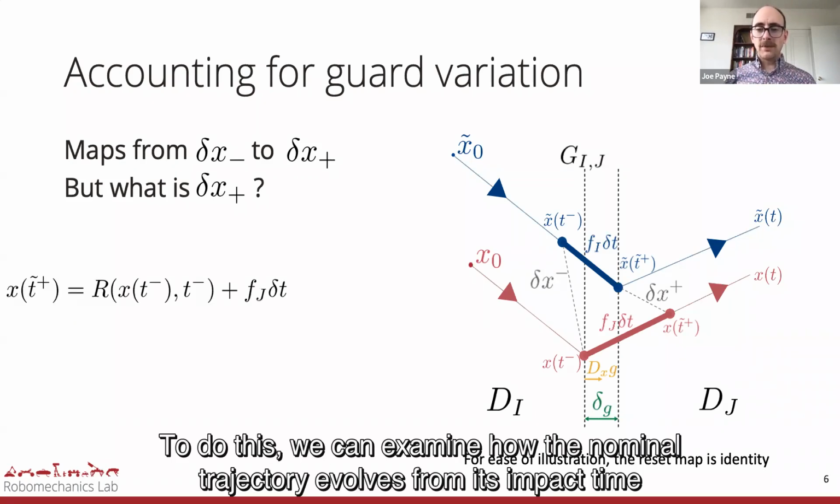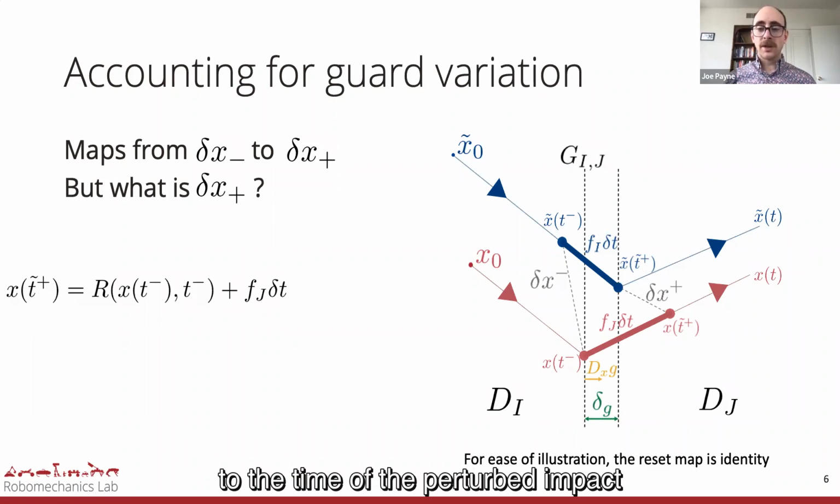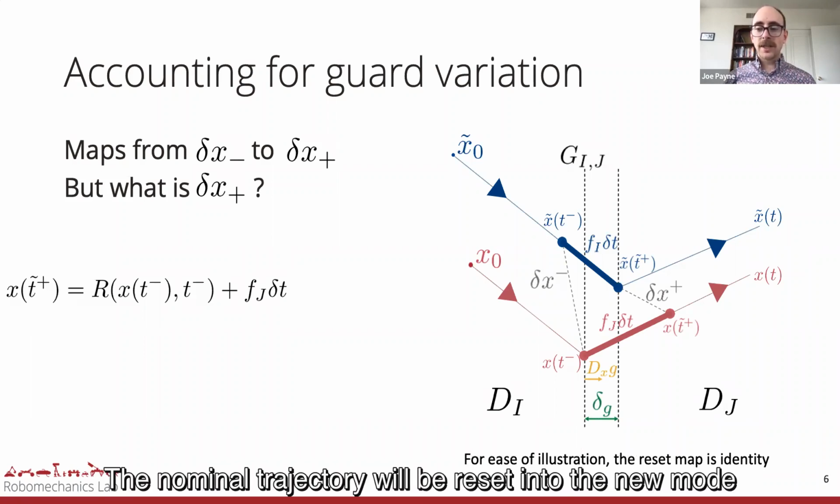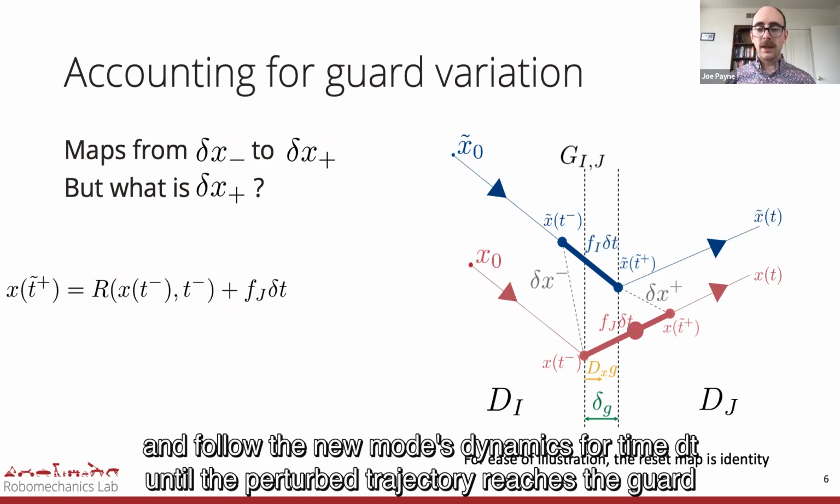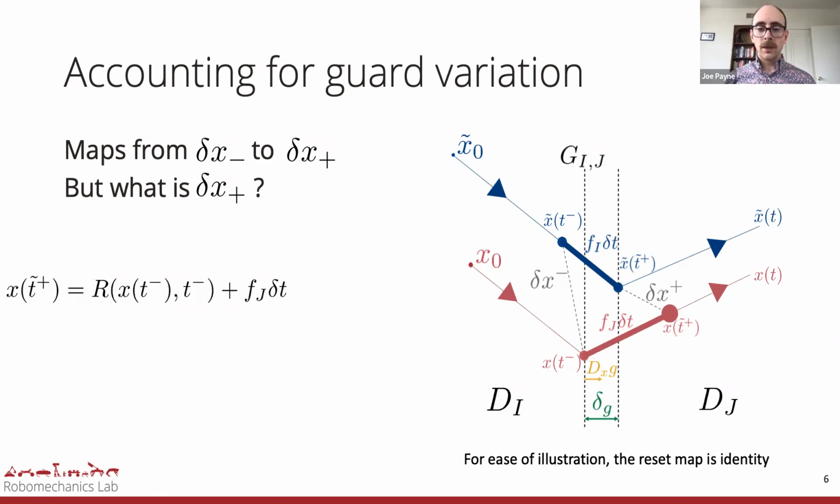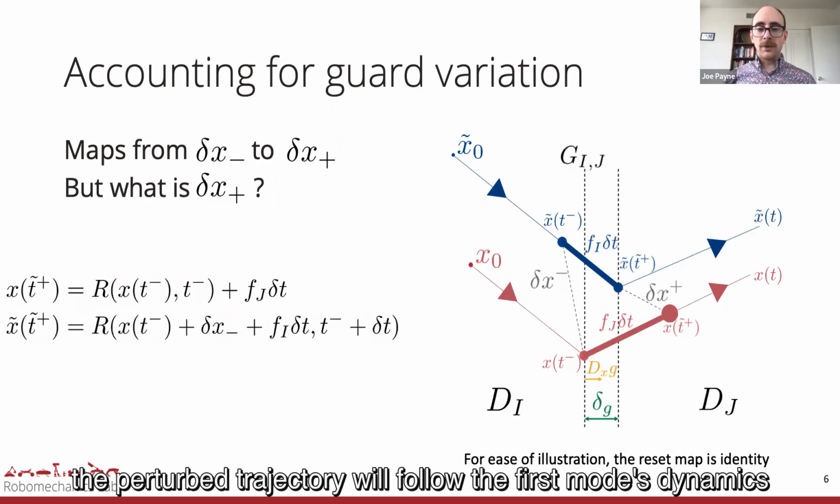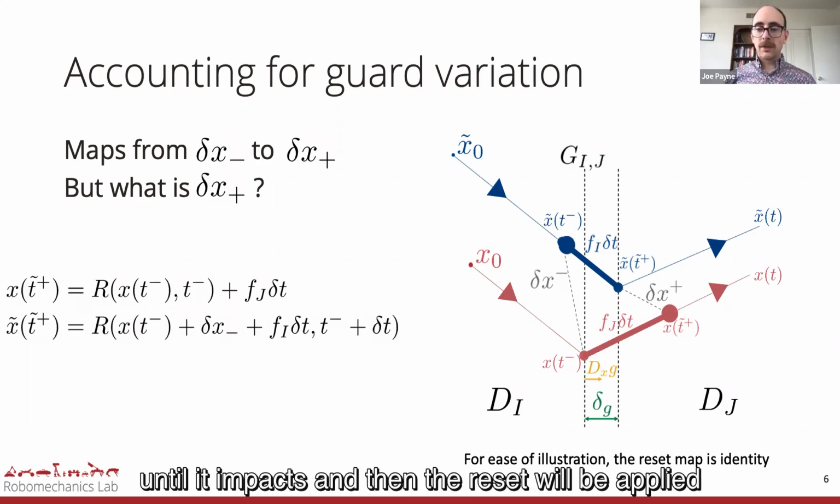To do this, we can examine how the nominal trajectory evolves from its impact time to the time of the perturbed impact. The nominal trajectory will be reset into the new mode. In this case, the reset is identity for ease of depiction, and follows the new mode's dynamics for time dt until the perturbed trajectory reaches the guard. The perturbed trajectory will follow the first mode's dynamics until it impacts, and then the reset will be applied.